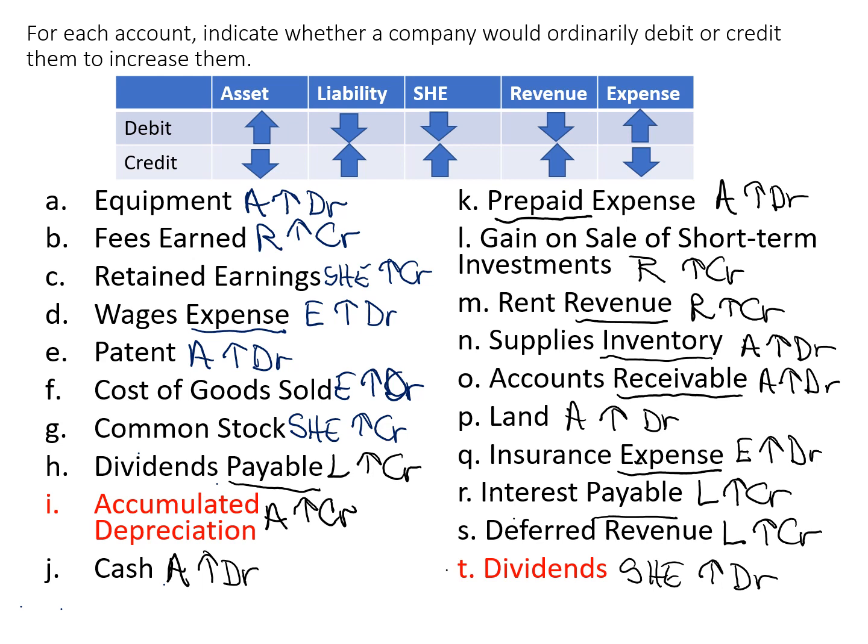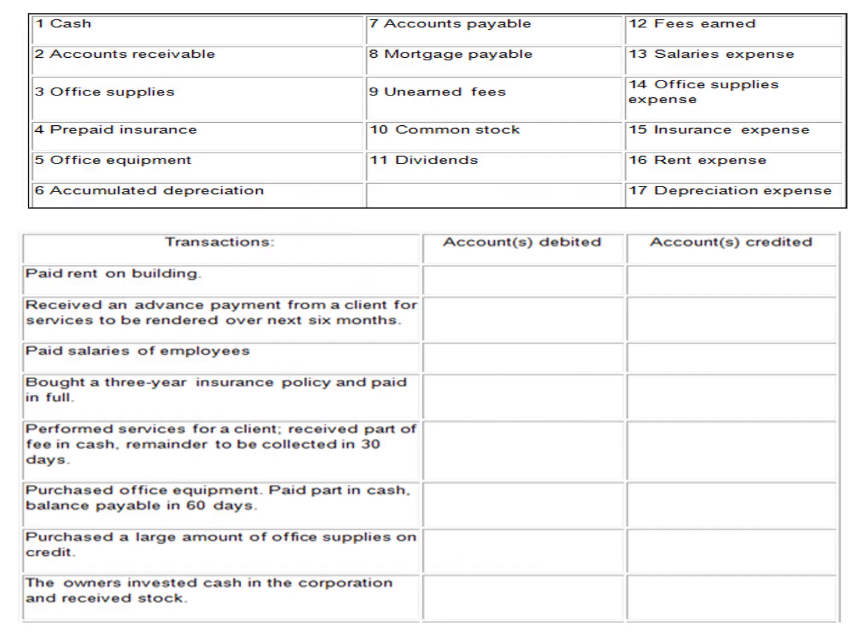Now let's take a look at how to make journal entries. Here's some journal entries, and they want to know which accounts should be debited and credited. And I would like for you to pause and try this on your own. That's why it's blank. When you're ready, we'll go to the next slide. And on the next slide, let's talk this through.